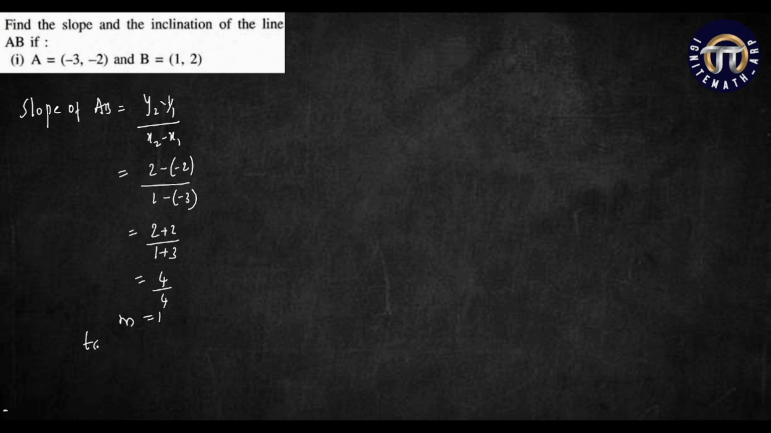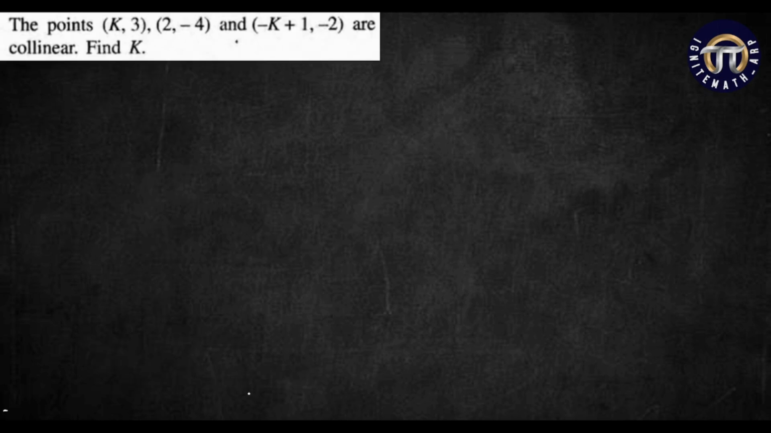So I can say tan theta is equal to 1. Tan theta is equal to tan of 45 degree. So I can say theta is equal to 45 degree. So what's the conclusion over here? Therefore, inclination is equal to 45 degree. Clear, children? Okay. Now let me go with the next question.